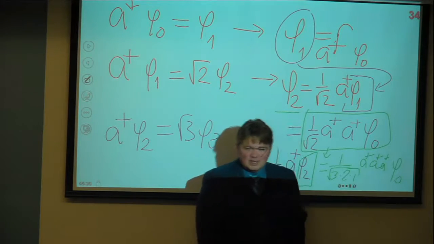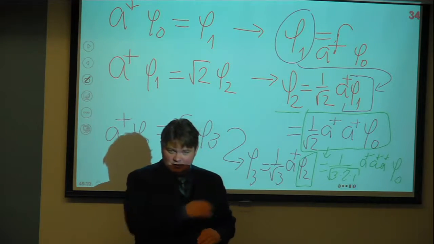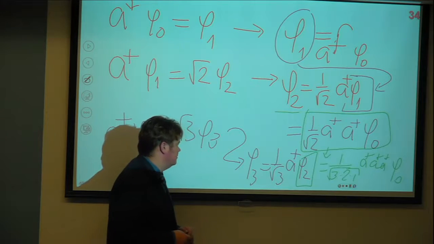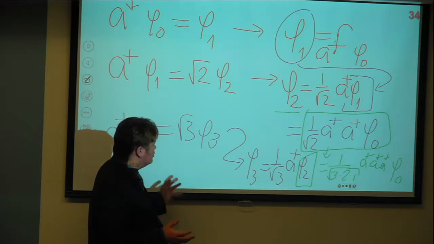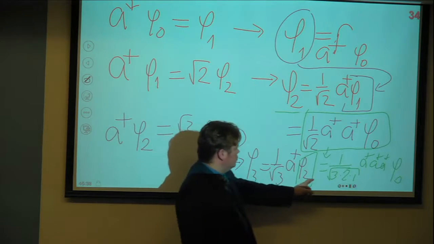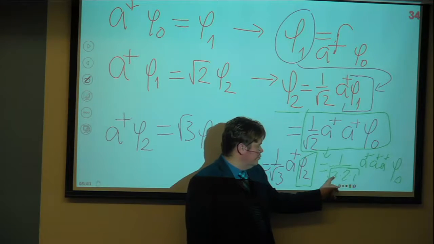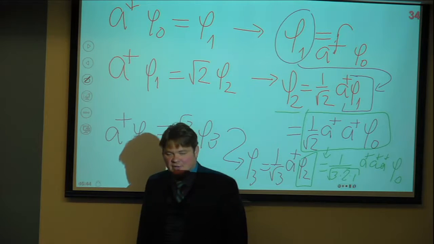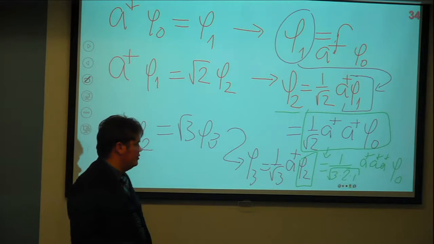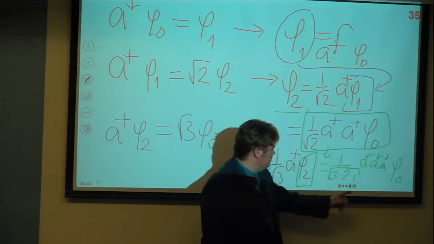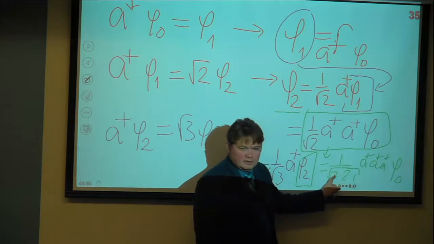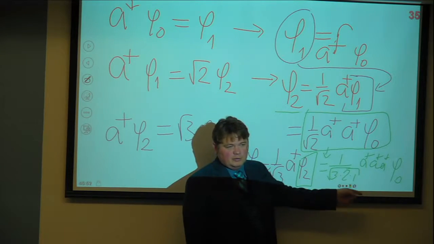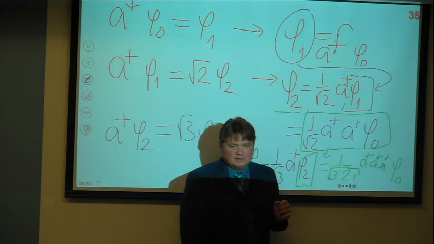So we climbed 3 times, right? 3 steps up. And because of this normalization, we also need to divide by the appropriate factor each time. And since these factors grow linearly, it will be the square root of 1, 2, 3. If you go higher up, it will be 1, 2, 3, 4, 1, 2, 3, 4, 5.